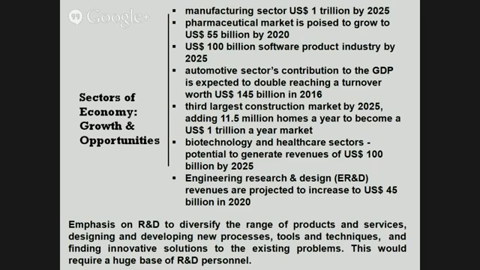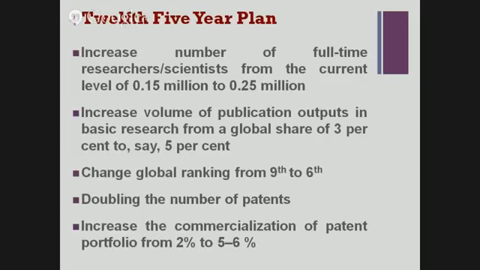base of research and development personnel who can take up research, and the focus must shift from disciplinary research to interdisciplinary research. The 12th Five-Year Plan has also laid down targets of increasing the base of researchers and scientists from the current level of 0.15 million to 0.25 million, and the volume of publication output needs to be increased from 3% to 5%. At present, the country has the global ranking of 9th, but by the end of the 12th Five-Year Plan, we need to achieve a rank of 6th among the various nations.